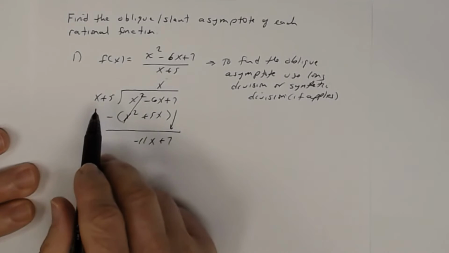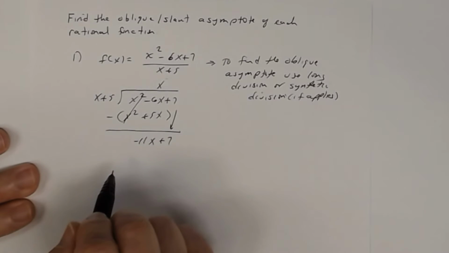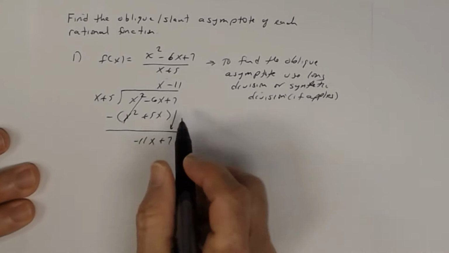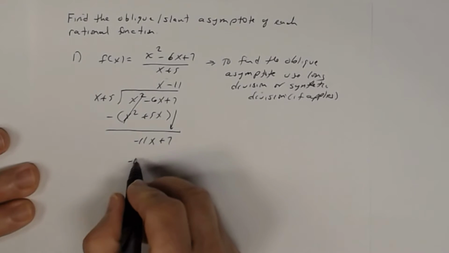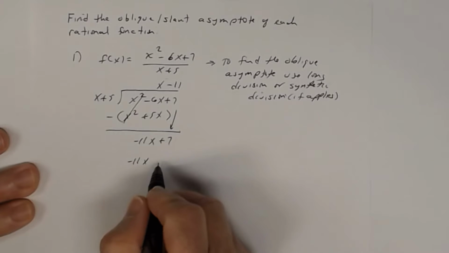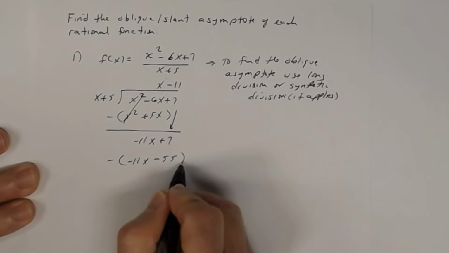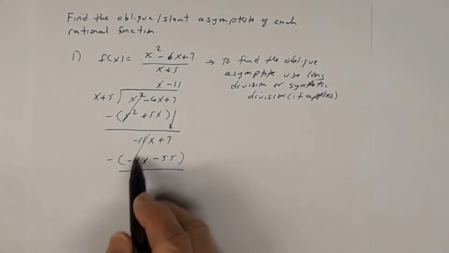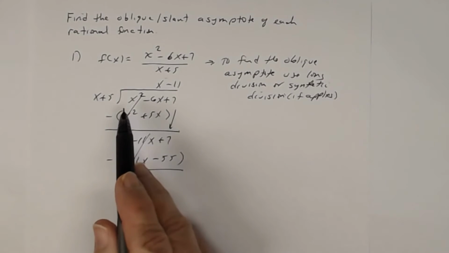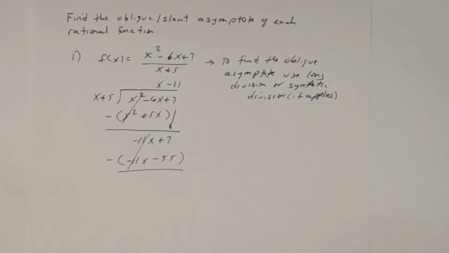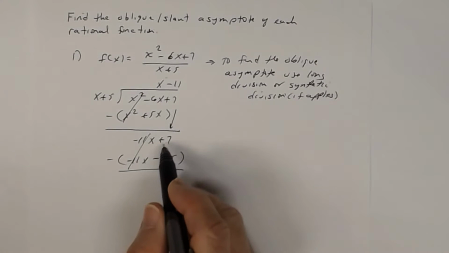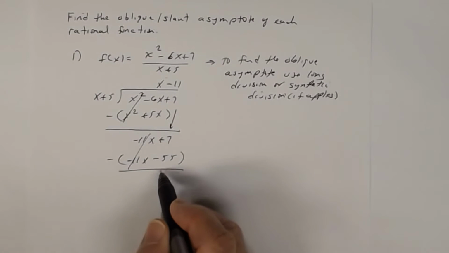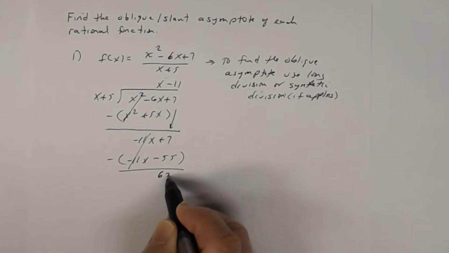Then you divide all over again. X into negative 11x is negative 11. Negative 11 times x is negative 11x. Negative 11 times 5 is negative 55. And then you subtract. When you subtract, you get negative 11x minus itself, and that's going to be 0. Remember, every time you do this, this has to cancel out like that. And then 7 subtract a negative 55 is a positive 62.